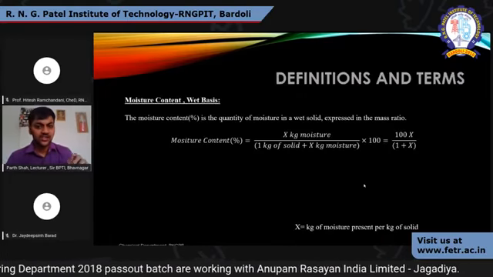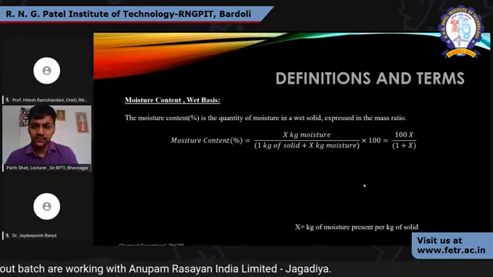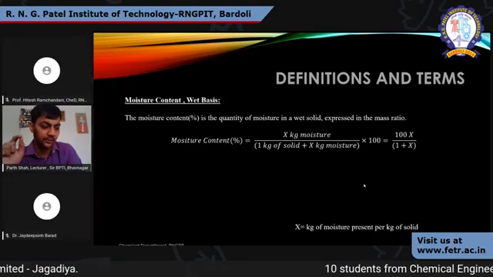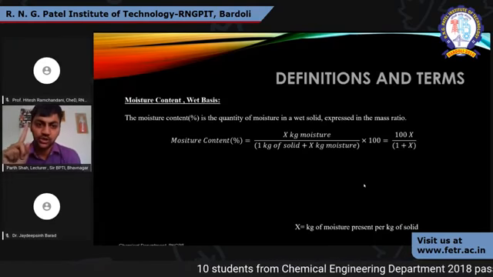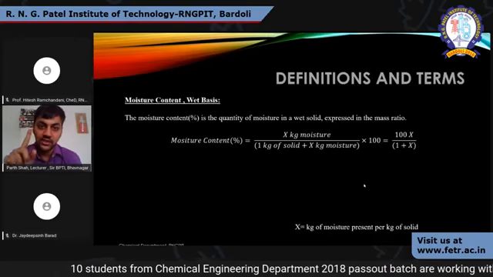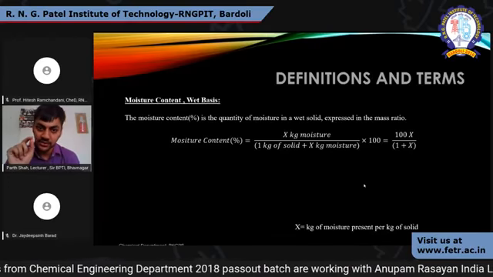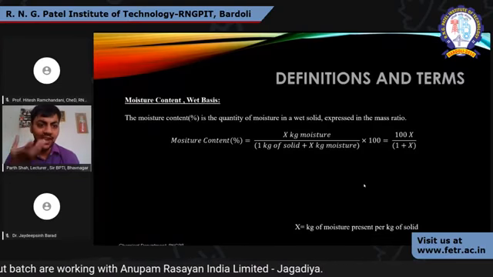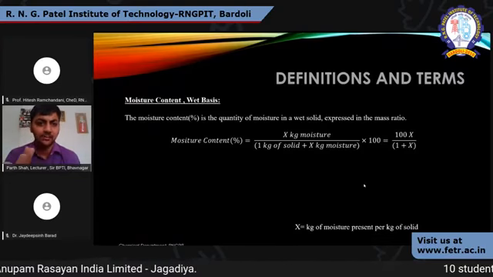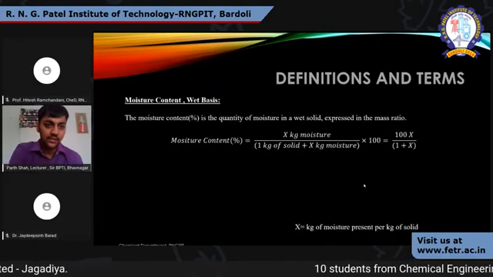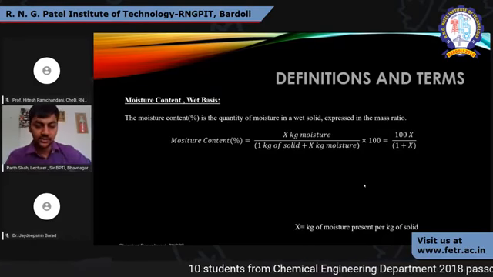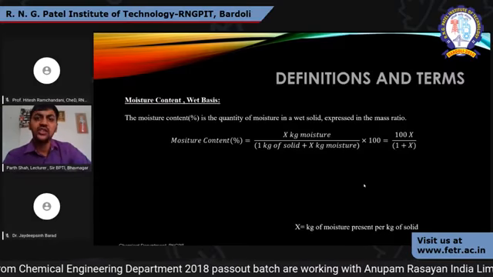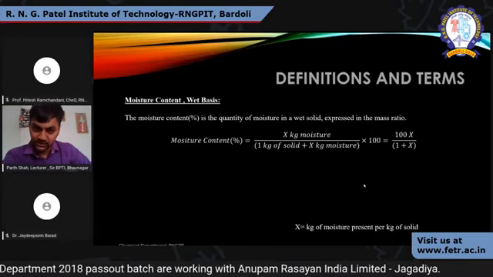Now there are some very important terms that I need to clarify, because they are very important for drying. First is the moisture content on wet basis. Here I have written wet basis, and it is very important, because the base matters. The definition is very clear, and it is written in the table as well. The moisture content means the quantity of moisture in the wet solid expressed as a mass ratio.